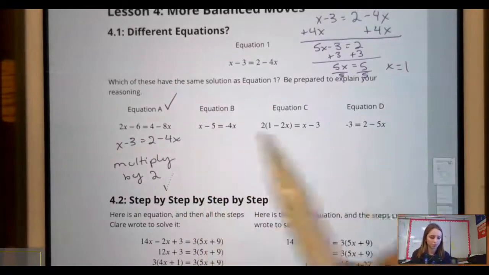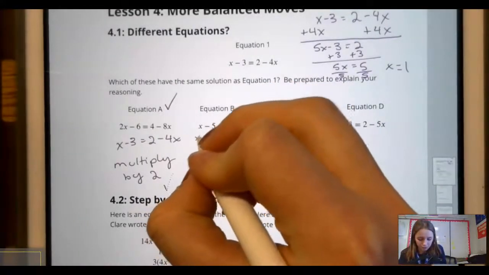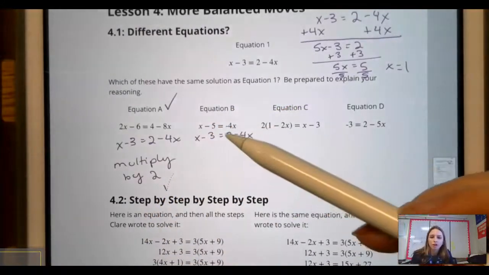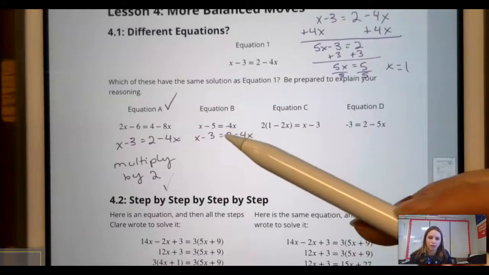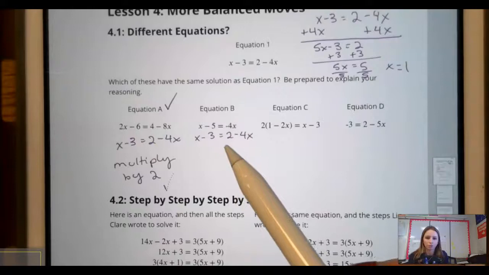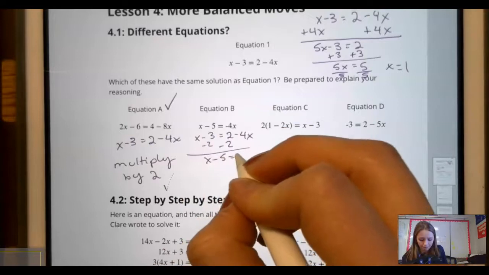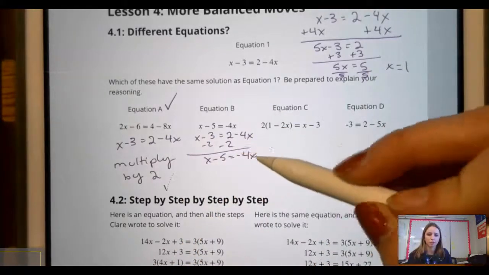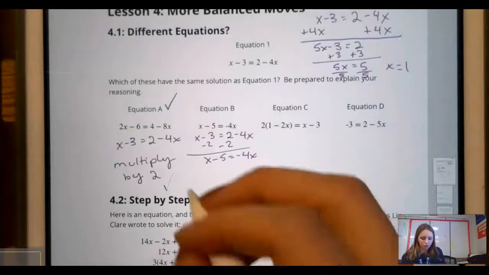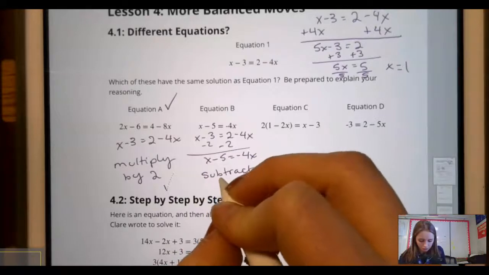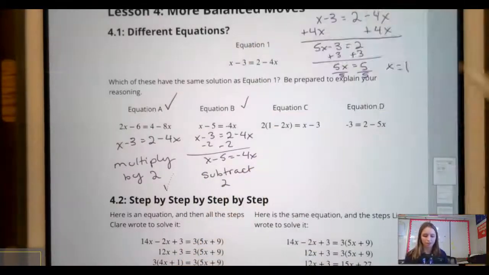Now let's look at this next one. I'm going to do the same process. So x minus 3 equals 2 minus 4x. Well, I notice that my 2 disappears when I look at that next one. So if I were to subtract 2 from both sides, I end up with the same equation for equation B. So all I did was subtract 2 from both sides, and since just doing that one step, I know that we would end up having the same solution.